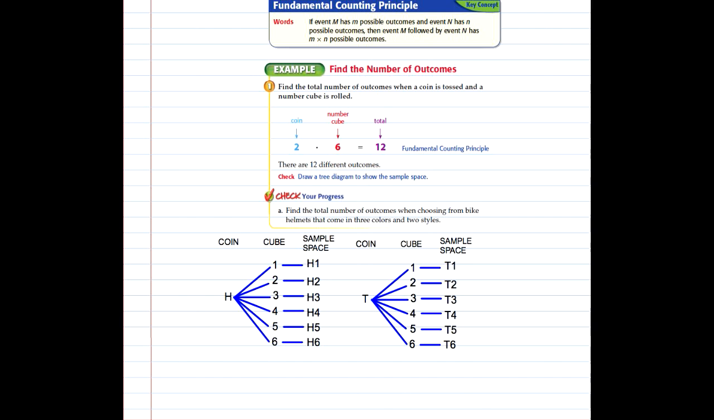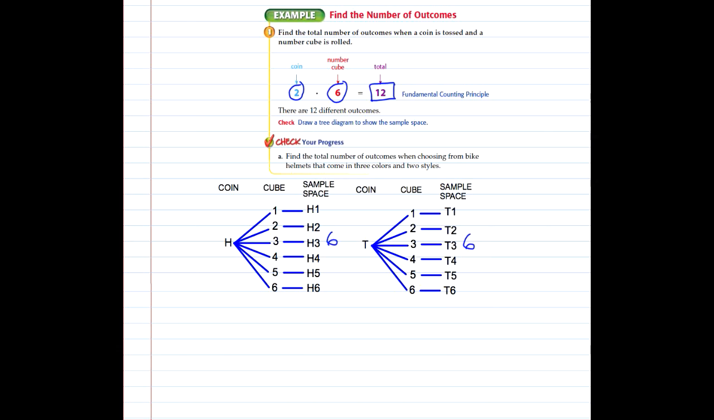Find the total number of outcomes when a coin is tossed and a number cube is rolled. Well, I have 2 possible outcomes for my coin, 6 possible outcomes for my cube. 6 times 2 is 12. If I draw a tree diagram down here to support that, I have heads and 1, heads and 2, heads and 3, heads and 4, heads and 5, heads and 6, and so on. Here's my 6 possible outcomes with heads, 6 possible outcomes with tails, for again, a total of 12. So multiplying or diagramming, same outcome, same number of items in my sample space or combinations.